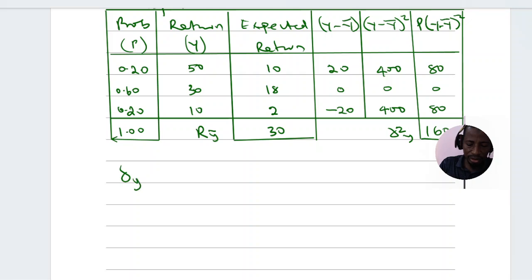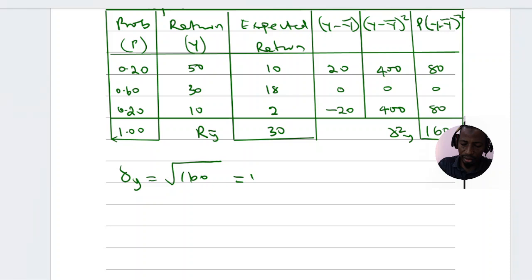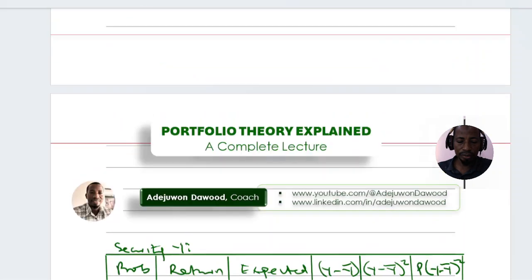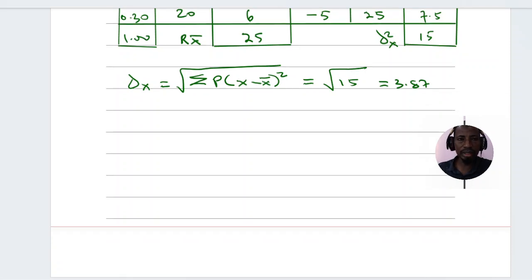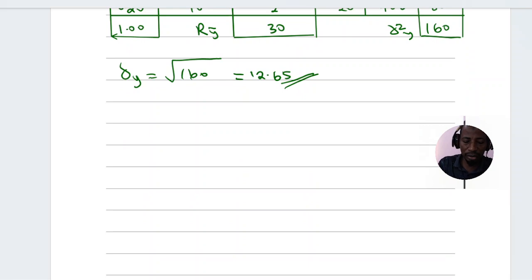Therefore, standard deviation of security Y is equal to the square root of the variance of 160, which is 12.65. That's the standard deviation of security Y. Now that we have computed the return of individual security X and Y, we've also computed the risk of individual security. So let's calculate the return of the portfolio and standard deviation of the portfolio.